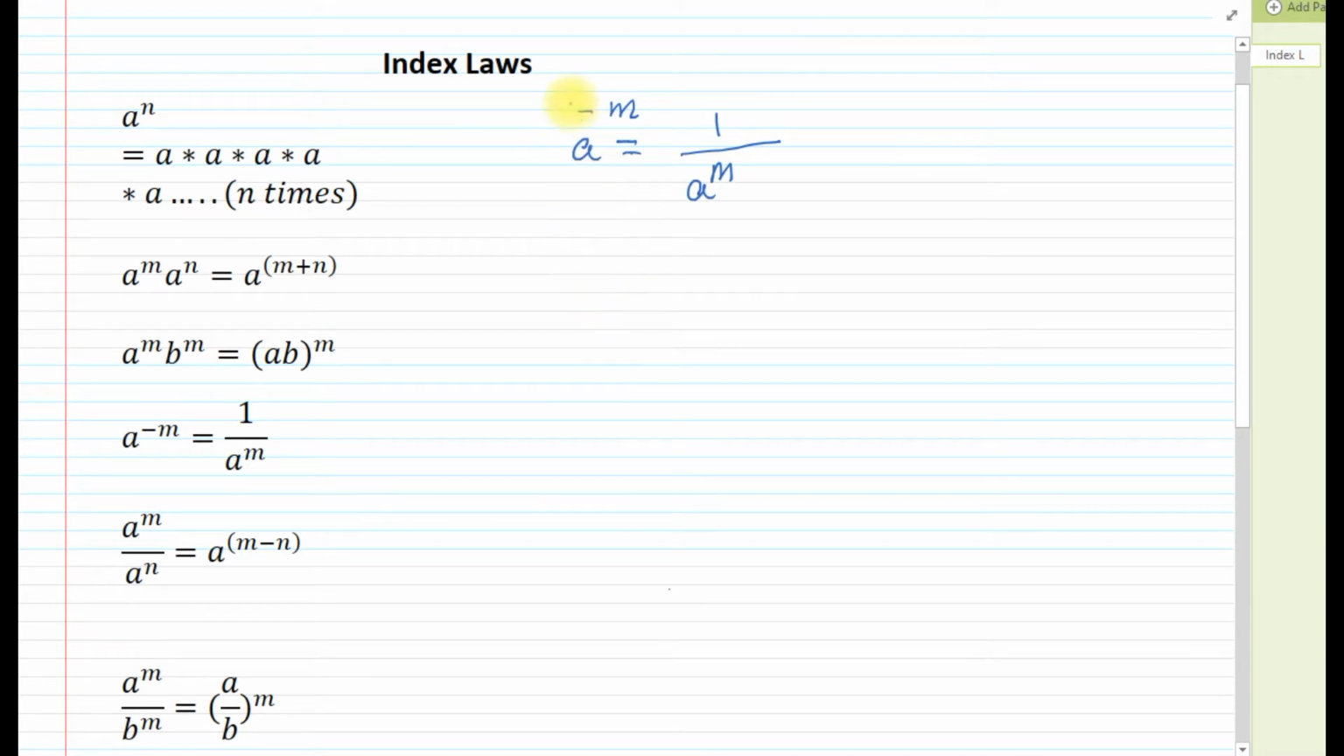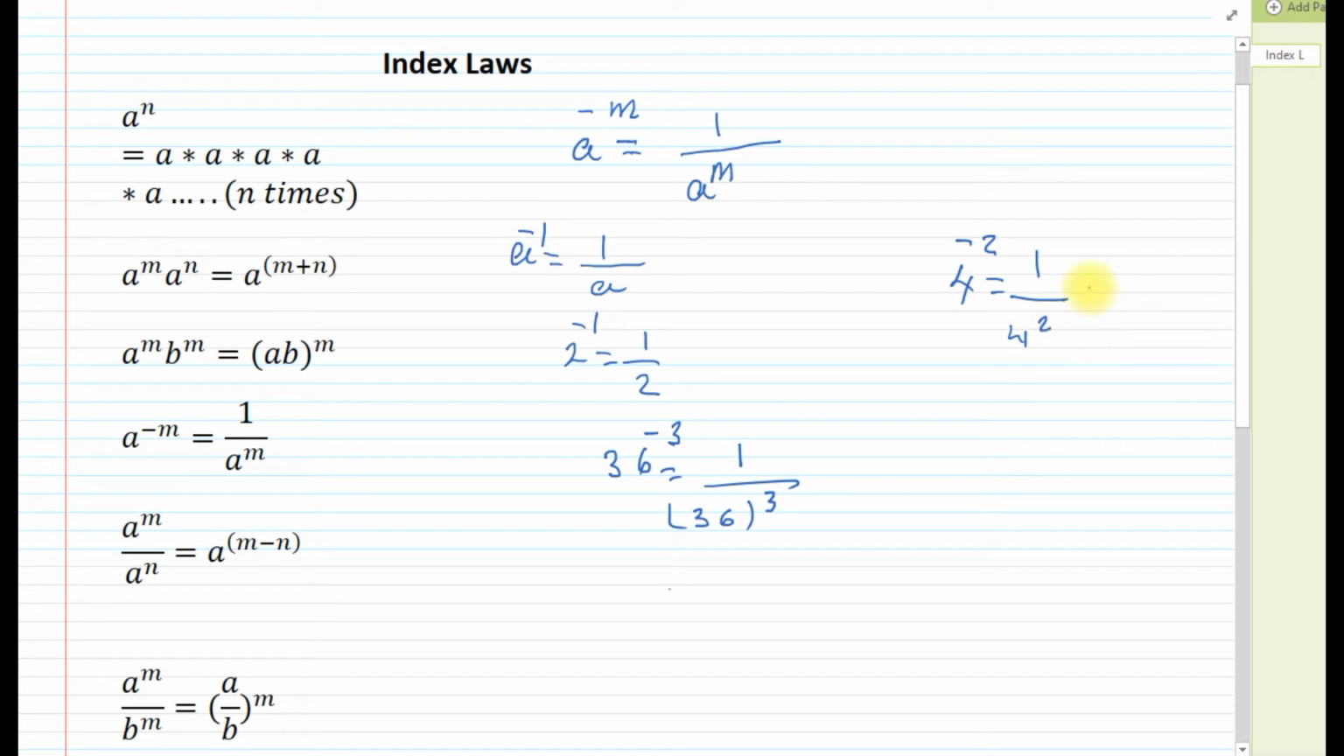The most important one here: if I have something raised to the power minus 1, its inverse is 1 over a. For example, 2 to the power minus 1 means 1 over 2. If I have 36 to the power minus 3, that is equal to 1 divided by 36 to the power 3. And 4 to the power minus 2 will be 1 over 4 to the power 2, which is 1 over 16, and so on.